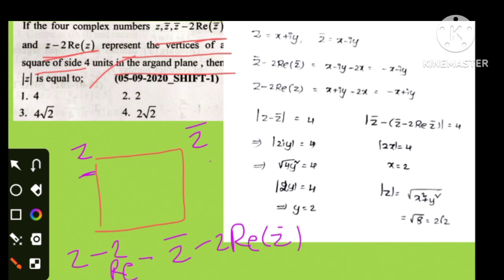So these are the complex numbers which represent the vertices of the square. So what is the z value? x plus iy. What is the z bar value? x minus iy.